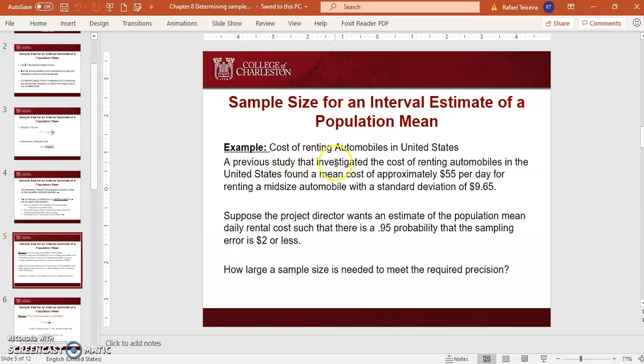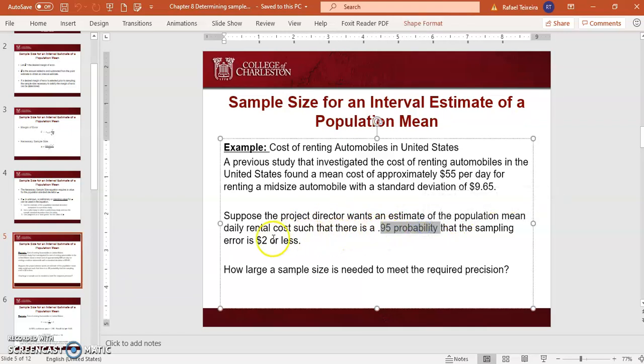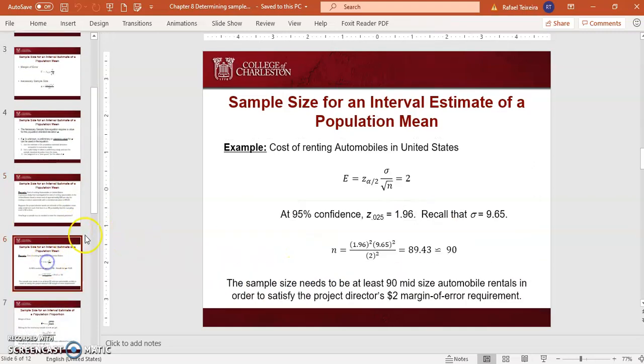A previous study that investigated the cost of renting automobiles in the United States found a mean cost of approximately $55 with a standard deviation of 9.65. Suppose the project director wants to estimate the population mean daily rental cost with 95% probability, and the sampling error, so the margin of error, is $2 or less. How large does the sample size need to be?